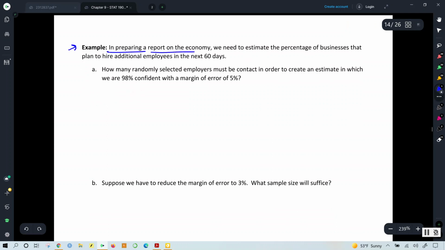In preparing a report on the economy, we need to estimate the percentage of businesses that plan to hire additional employees in the next 60 days.